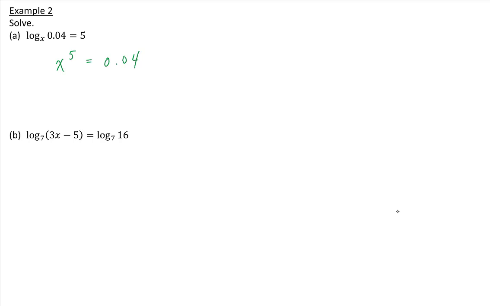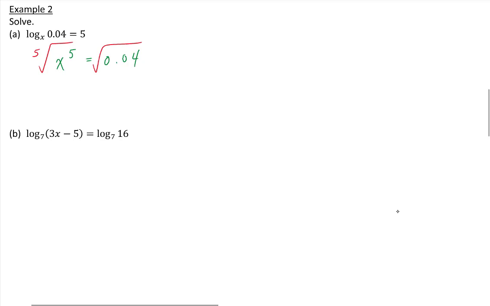In order to solve for x, we're going to need to take the fifth root of each side. So therefore, x is equal to the fifth root of 0.04. And if you use your calculator, you get that x is approximately equal to 0.525.